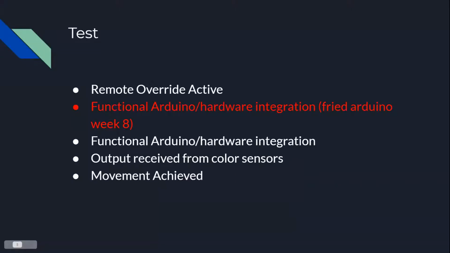So as for tests, the first thing we did around week 7, we had an override system in place for the car to stop the program and start taking inputs. We had that code done. The only thing is, the second we plugged the drive motor into the Arduino, we fried the first one we had. So we then had to wait for the part and get a second one.